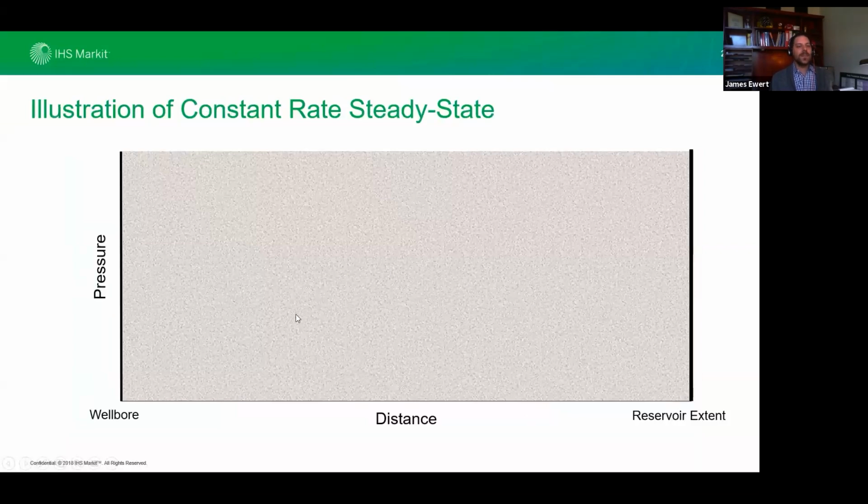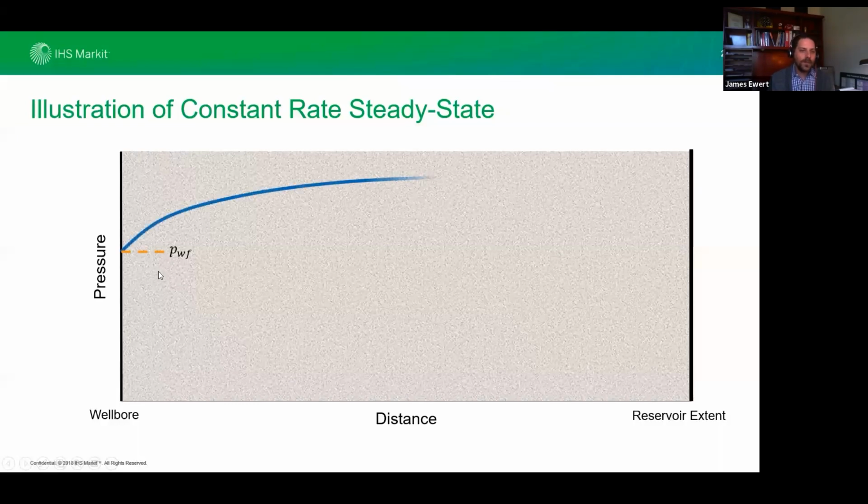So let's look at this slightly differently. I have my wellbore on the left-hand side. This is my reservoir boundary on the right-hand side. This is distance, and we're going to draw some pressure. So we have our wellbore flowing pressure. And there's our pressure. It's low here, but of course it's going to build up till we get to the reservoir extent, and then you can calculate kind of an average reservoir pressure there.